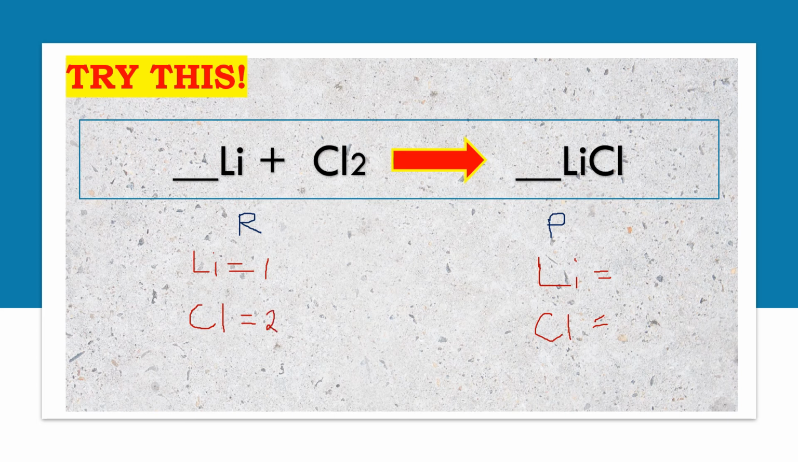How about in the product side? So you have 1 and 1. So remember that you come up with this formula by using the crisscross method. So we have Li and Cl. That's why I asked you last time to be more familiar with writing correct chemical formula kasi gagamitin nyo talaga siya. So this is positive 1 and negative 1. So it is equal to 0. So wala tayong subscript. Automatic na meron niyang 1.